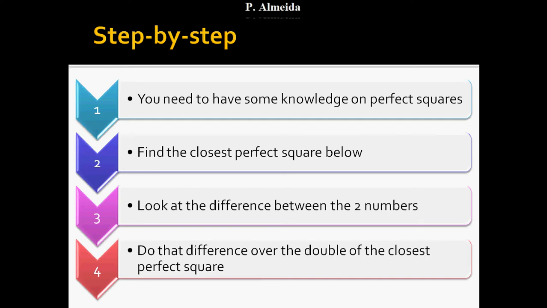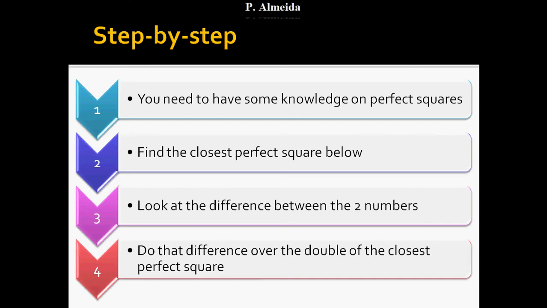So you need to have some knowledge of perfect squares, and I'm going to give you that in a second. You need to find the closest perfect square below the number that you were given. Look at the difference between those two numbers, and then do that difference over the double of the closest perfect square. And again, just like in the previous video, you're going to be like, what? You don't understand this step by step? Don't worry, because I'm going to explain that in a second.